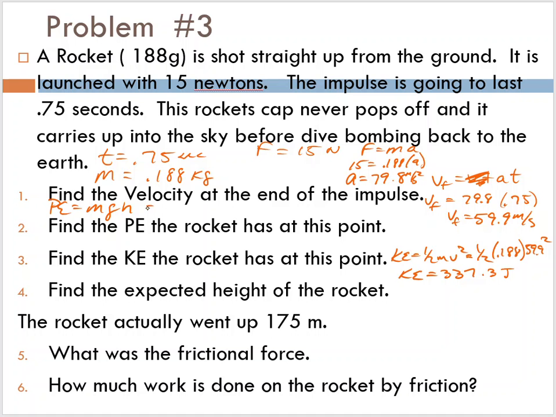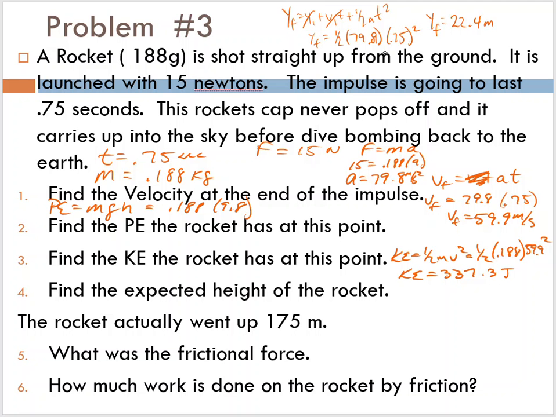We know its mass. Mass is 0.188. Gravity is 9.8. What we got to find here now is height. Well, I'm going to go back to one of our kinematic equations. Yf equals Yi plus Vit plus 1/2 At squared. Well, to find the height, Yi goes 0, Vi goes to 0, and we can say that Yf equals 1/2 times our acceleration of 79.8 and then 0.75 squared.